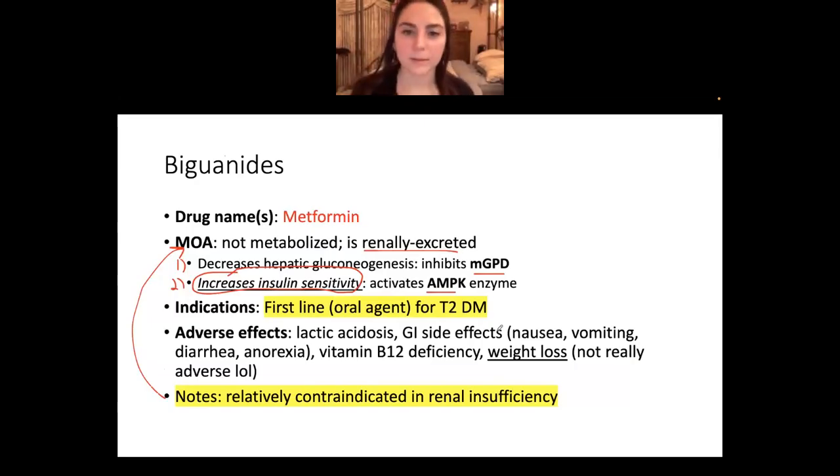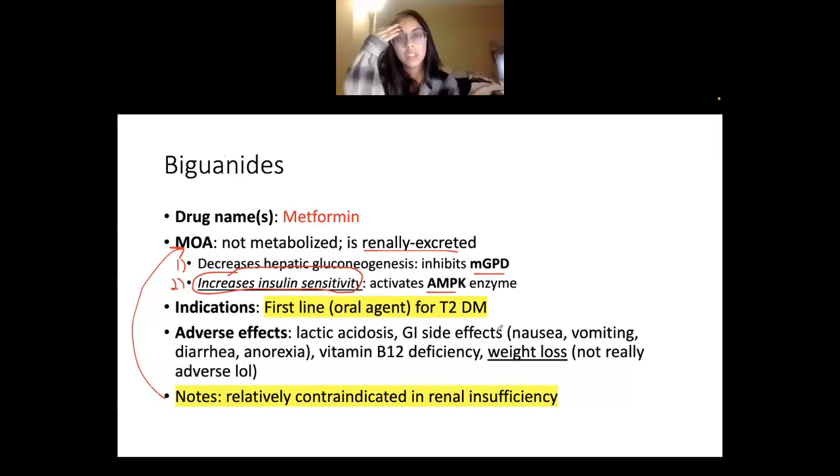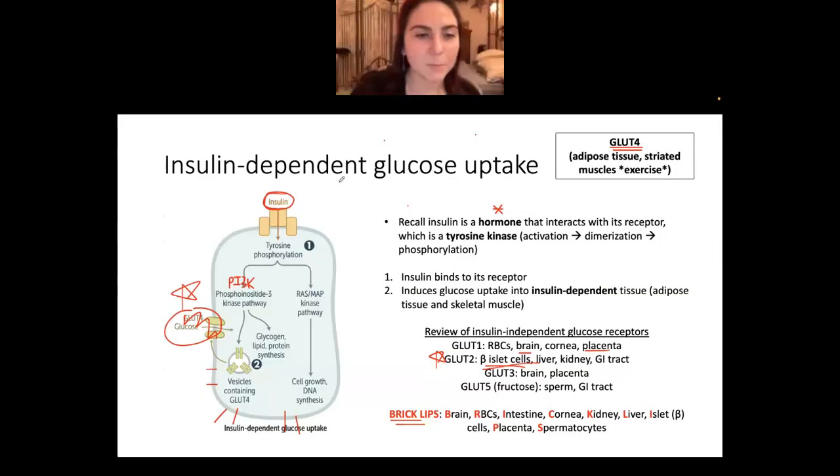The AMPK, where is that? Is that also in the liver? That's a good question. I didn't point it out, but if I go back to this slide, it's not on this slide, but in the RAS MAP kinase pathway, AMPK is one of the intermediates. So it's basically triggering insulin glucose uptake. It's making insulin better at being insulin by activating AMPK, which is in this pathway. Make sense?